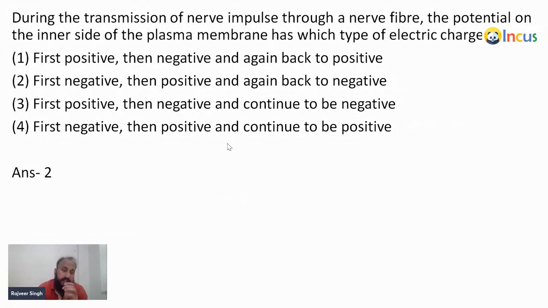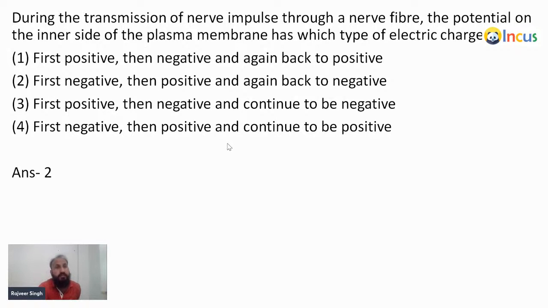Now, the next question. This is again very important. During the transmission of a nerve impulse through a nerve fiber, the potential on the inner side of the plasma membrane has which type of electrical charge? First positive, then negative, and again back to positive. Second, first negative, then positive, and again negative. Yes, this is right, because we have talked about this type of question many times.